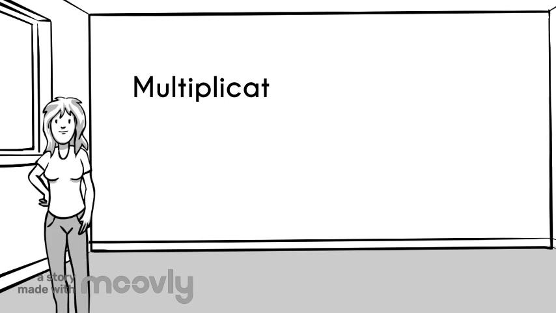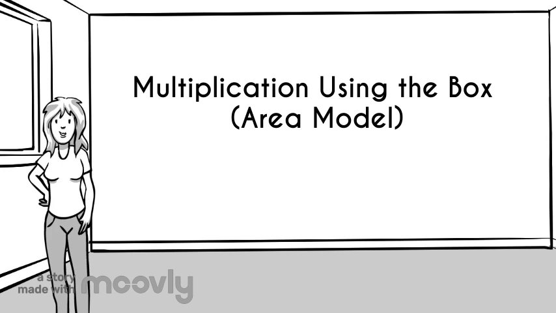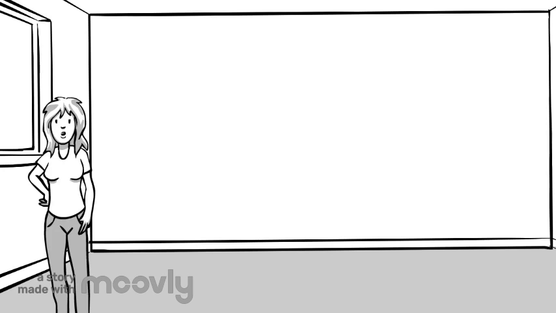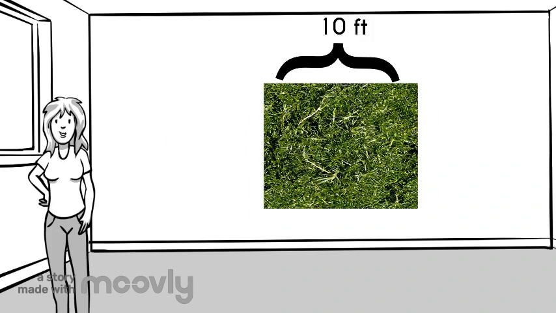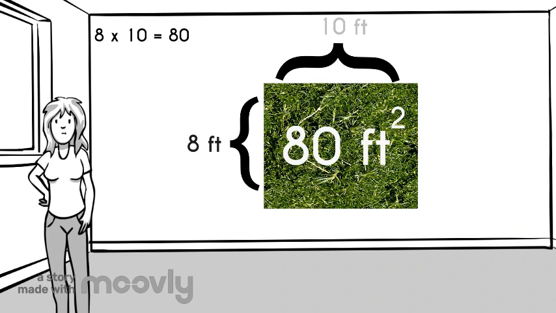Hi, today we're going to go over multiplication using the box method or area model. Let's say you buy a piece of land that is 10 feet wide by 8 feet long. To find the area of just that space, we would multiply the length times the width, or 8 times 10, to get 80 square feet.